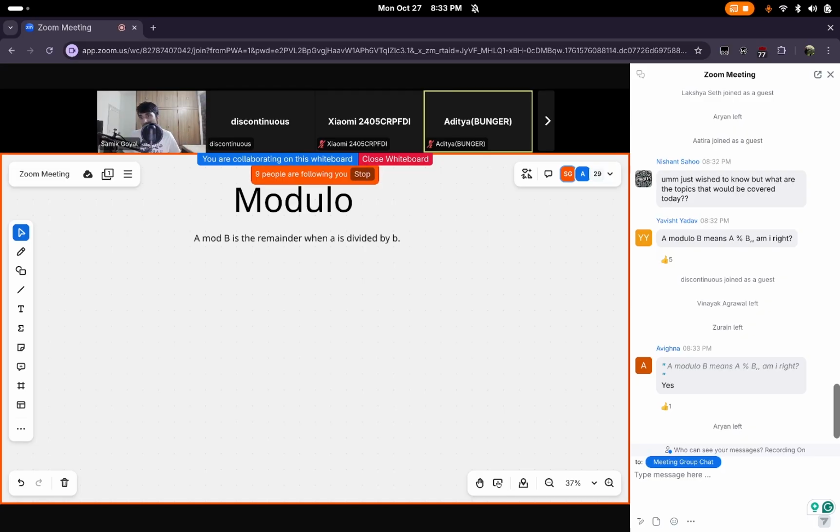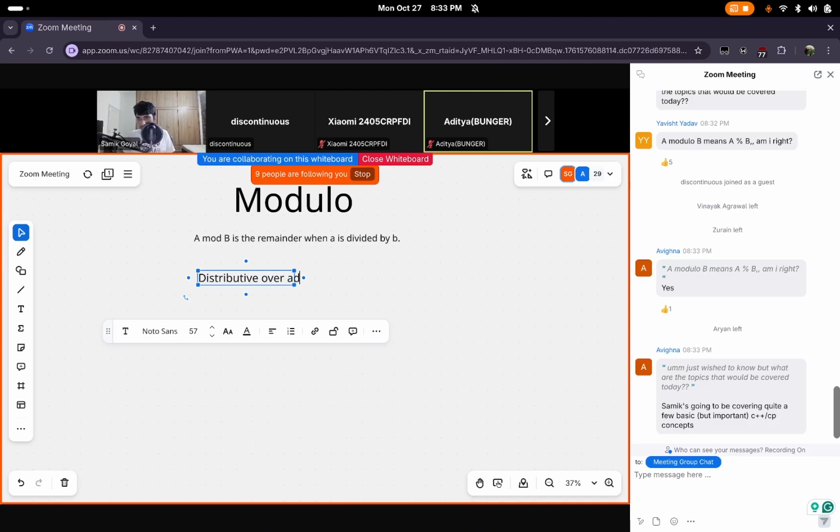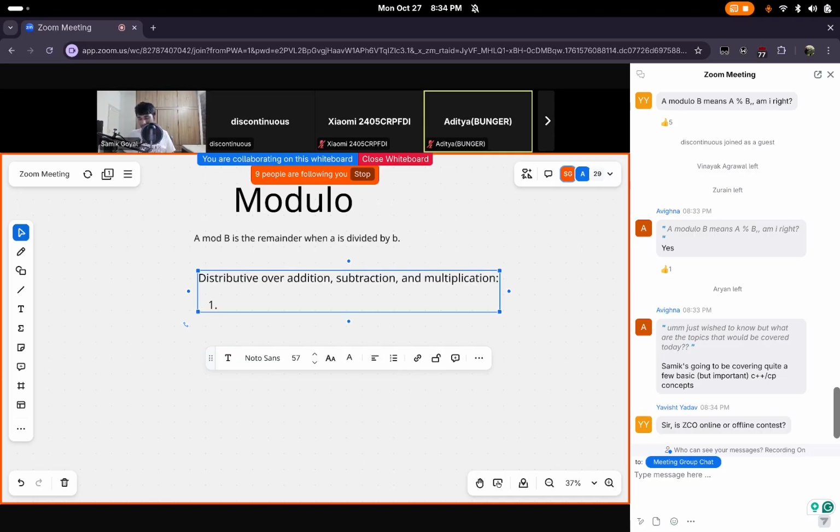Now, what are the properties of mod? Let me just write these down real quick. It's distributive over addition, subtraction, and multiplication. So what does that mean in practice?